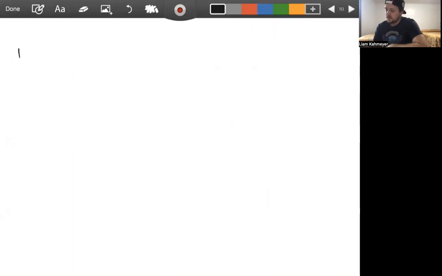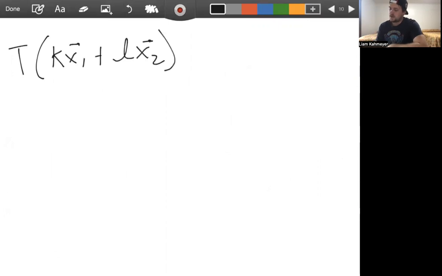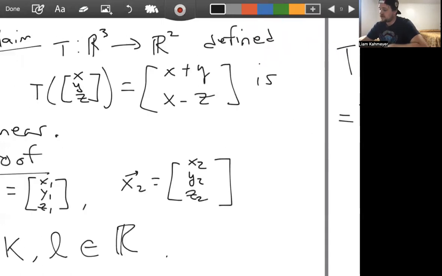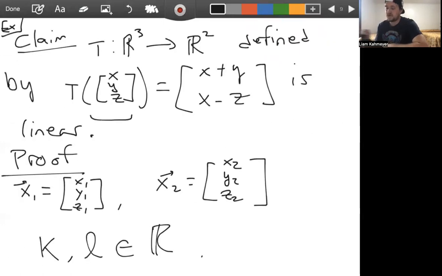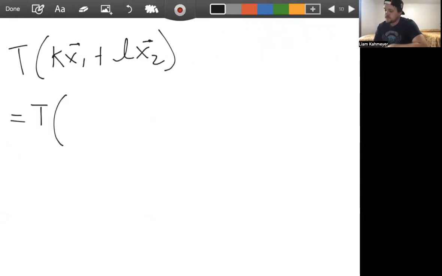Now, what do we need to do? Well, we need to look at the transformation of k x1 plus l x2. What is this? We need to understand what this vector is on the inside, because right now it's a sum of scaled vectors. But in the definition of a linear transformation, we just have one vector, not a scaled vector, not a sum of vectors, etc. So what we need to do is simplify the inside here.